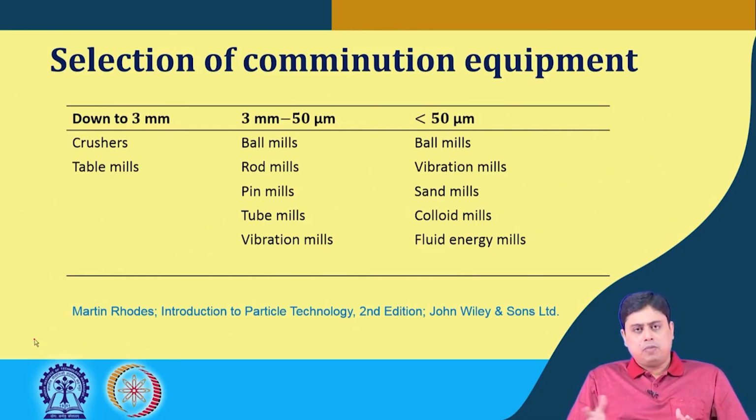Again, when we go to near about 50 micron or lesser, we can still use ball mills. As I mentioned, they can handle a wide range of particle sizes. We can use vibration mills, which we discussed while discussing the ball mills. There can also be sand mills, colloid mills, and fluid energy mills. These are the ultrafine grinding equipments.